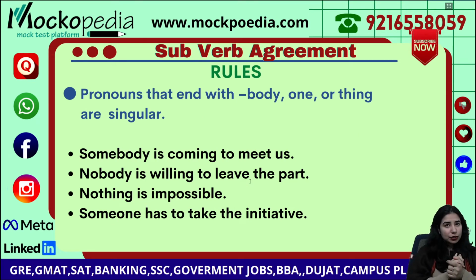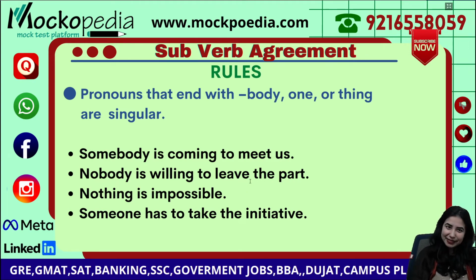Now, this is another rule. Because we said that pronouns can also act as a subject in the statement, it is very important for you to understand that the pronouns that end with body, one, or thing are singular. What are we talking about? Let's see. Everybody, anybody, somebody, anyone, someone, everyone, anything, something, everything. These are the pronouns which are considered singular.